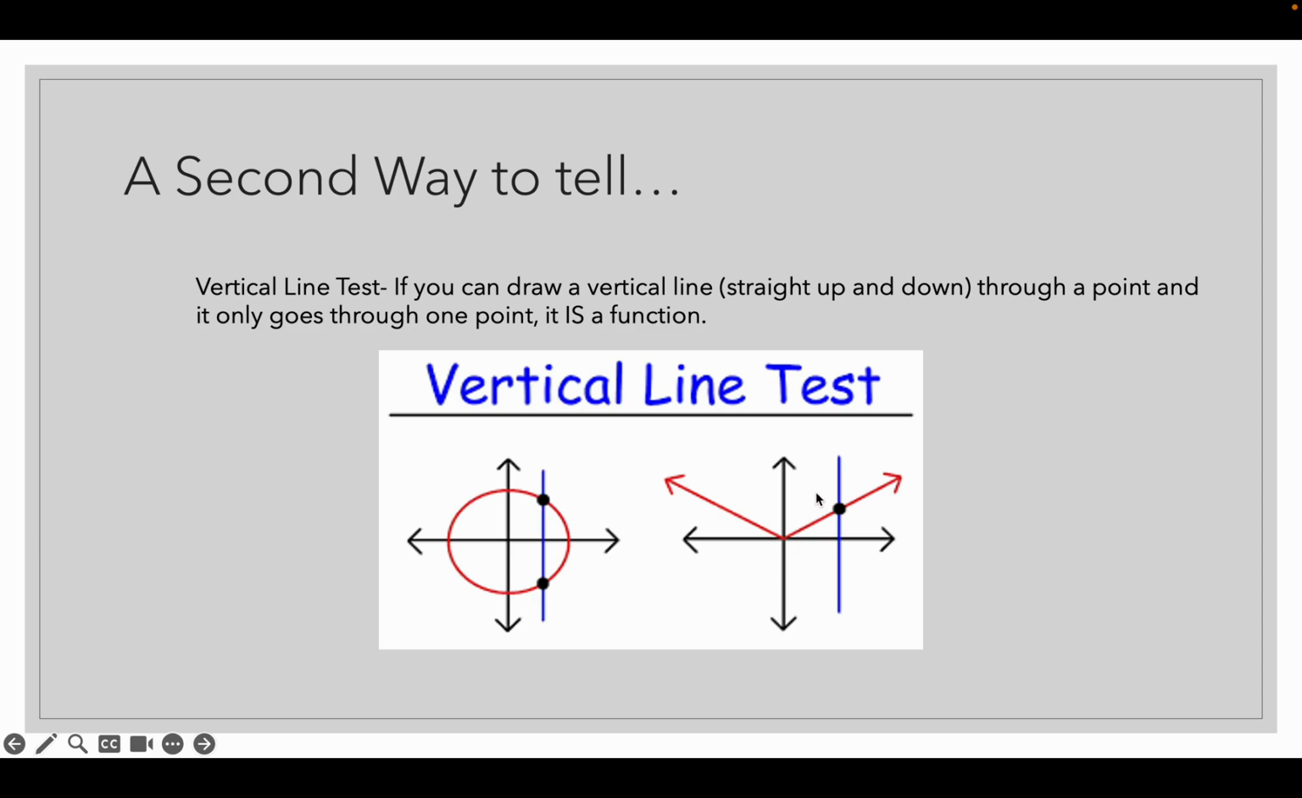My vertical line test on this one, though, even though it has a point here and it's kind of a wonky line, goes through only 1 point. That means that this one is a function.